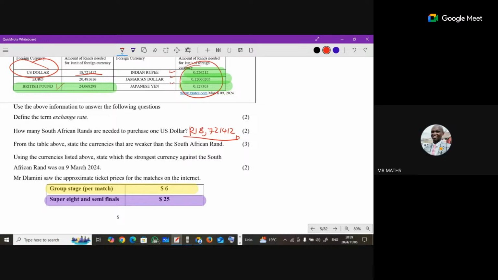So when you say convert into rands, okay, with the first step, let's convert everything into rand. So you are saying let's convert $6 into rands. So how do we convert the $6 into rands?